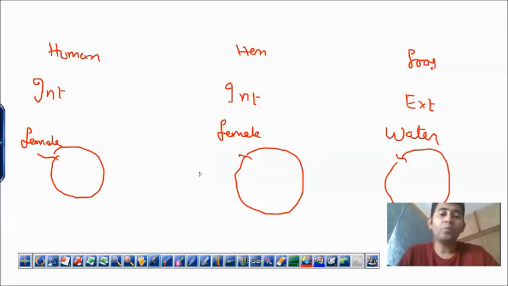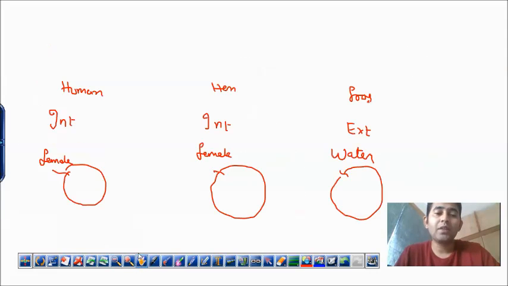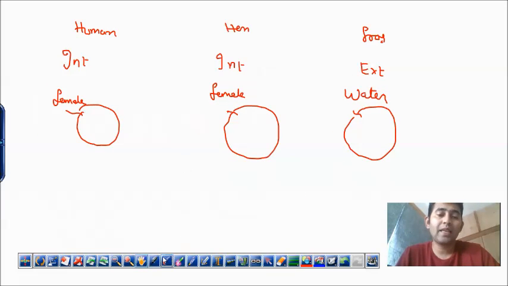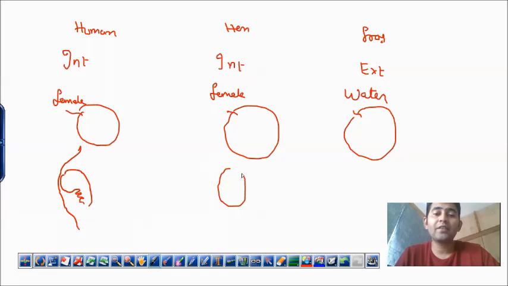So till now humans and hens are similar, but the biggest difference between humans and hens, humans' child is inside the female's body till it is ready to be delivered. But hen's child has an external protective layer, therefore the egg is laid. और इसके अंदर जाइगोट है जो एम्ब्रियो बन जाएगा.